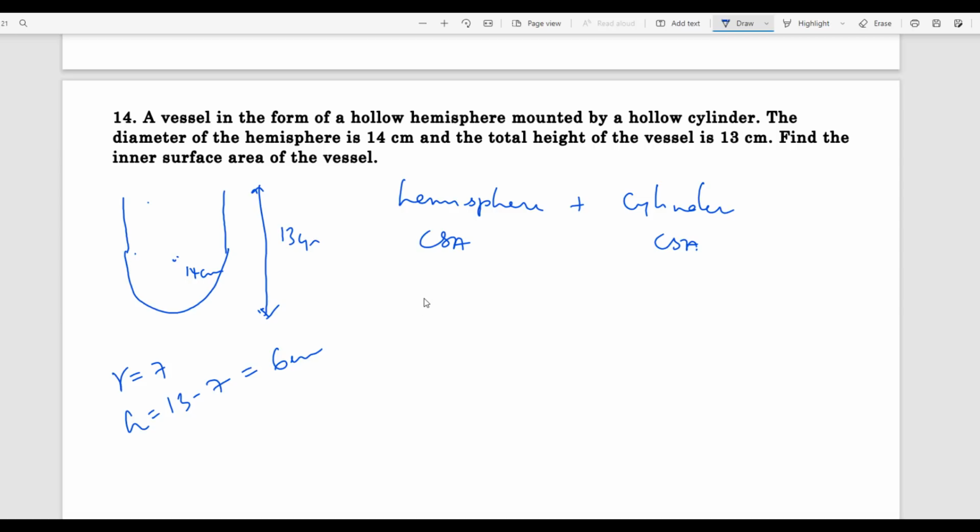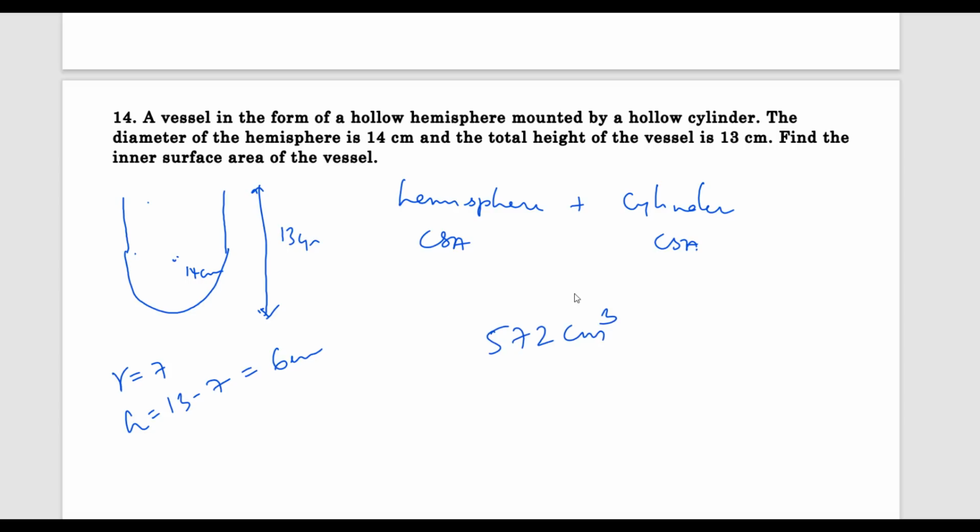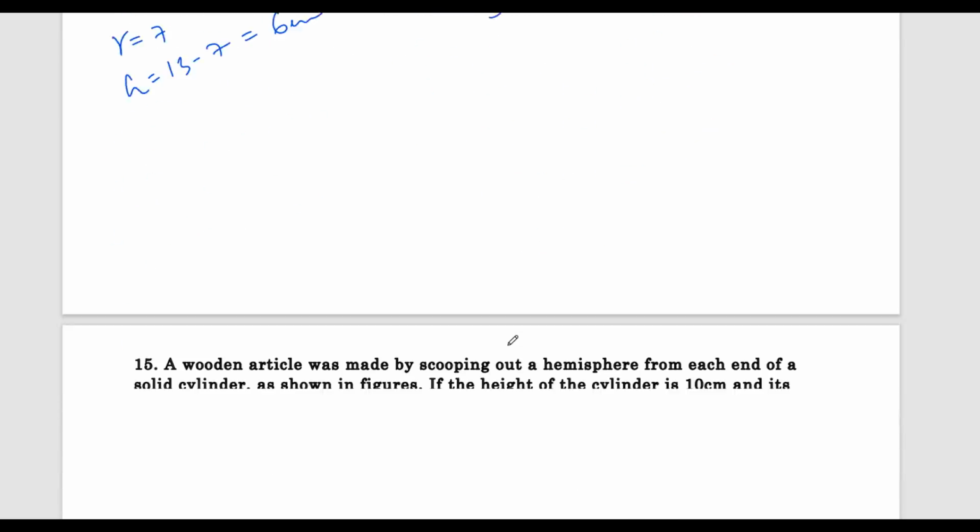get the answer. Students, you just need to calculate the CSA of hemisphere and the CSA of cylinder and add it, you'll get the answer. If you add the CSA of hemisphere and the CSA of cylinder, we get the answer as 572 centimeter square. So after calculating the surface area, do comment your answers.